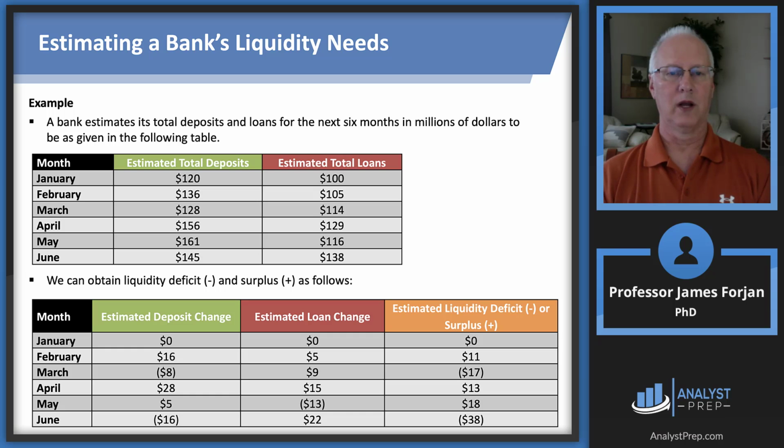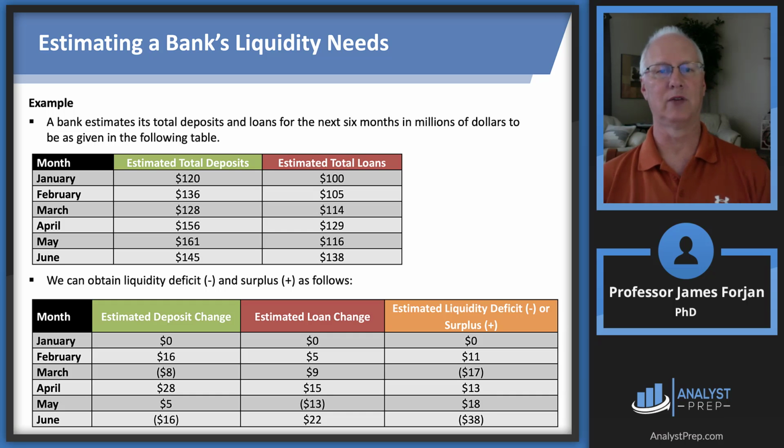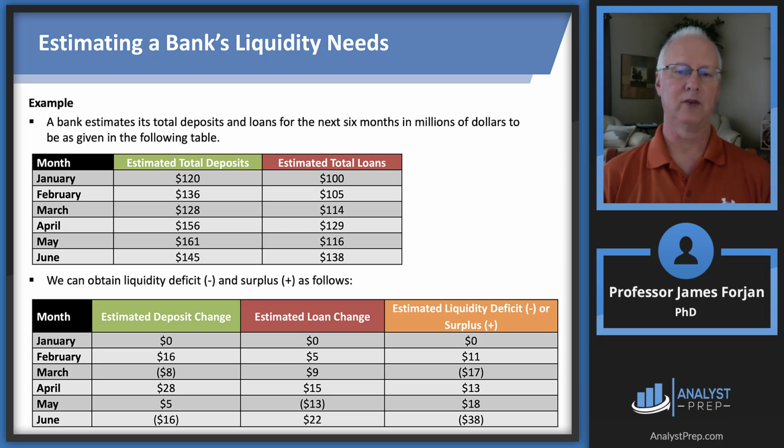And so all we're going to do then is take the change in that bottom table. Notice that sometimes deposits go up and loans go up, and sometimes they go down. Look at the orange column down on the bottom right. This is really what we're trying to do, estimate a bank's liquidity needs. In that orange column, notice we have some deficits and we have some surpluses.